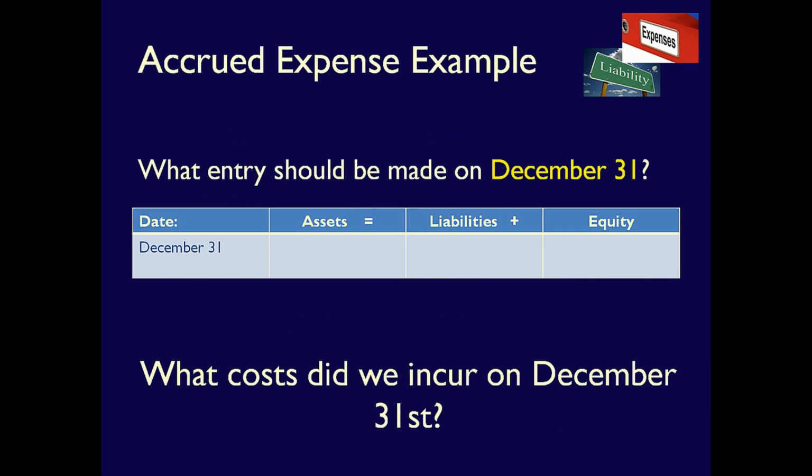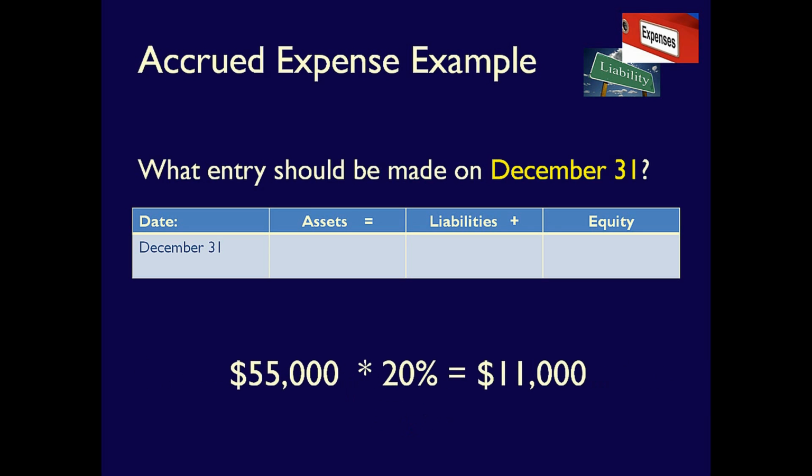What did we incur on December 31st? We incurred a cost because taxes are a cost of earning income. Incurring a cost means we have to record an expense. So how much of a cost did we incur? Well, $55,000 times 20% is $11,000. So we have to record an expense of $11,000 at December 31st. Why? Because we've incurred a cost.